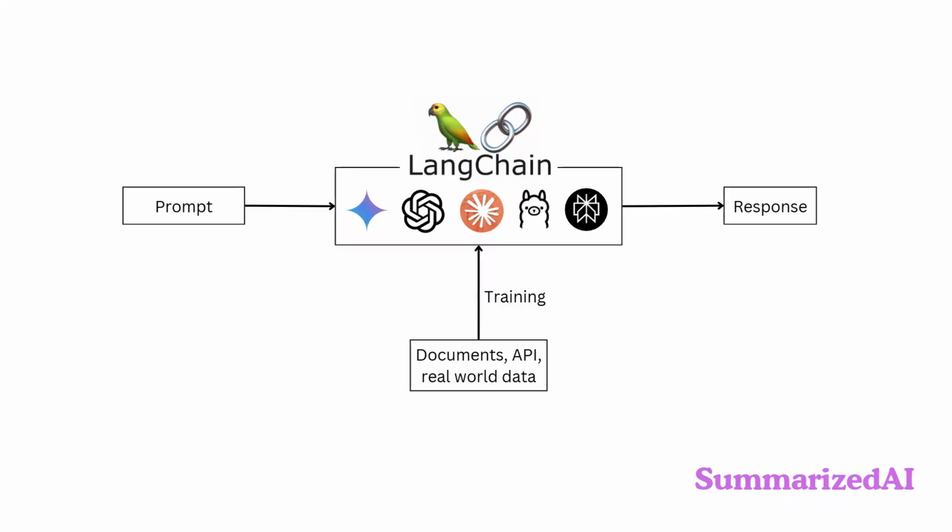Suppose when you ask ChatGPT or Gemini a question, it usually replies based only on what it is trained on. But what if you want your AI to access your own data, search live information, or perform real-time actions like summarizing a document, analyzing a file, or even calling an API? That's where LangChain comes into the picture.